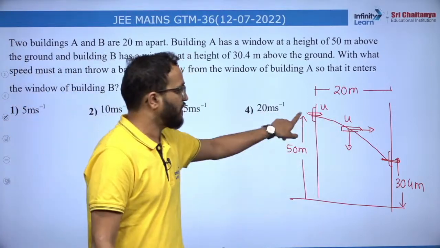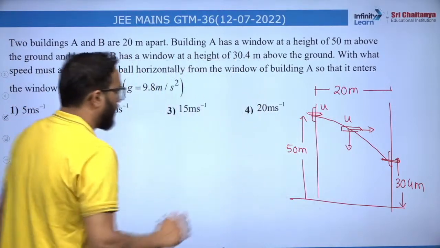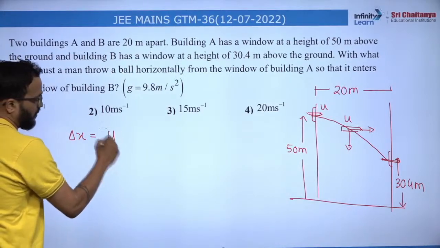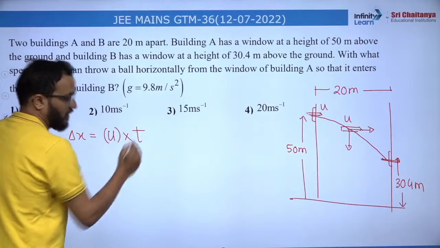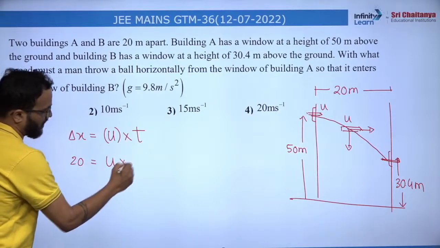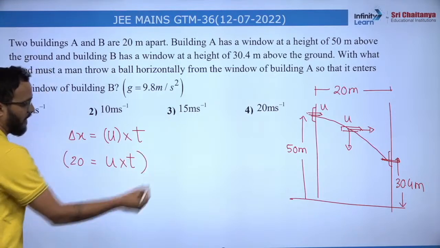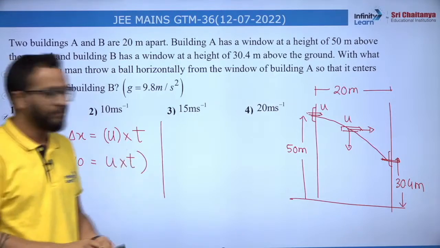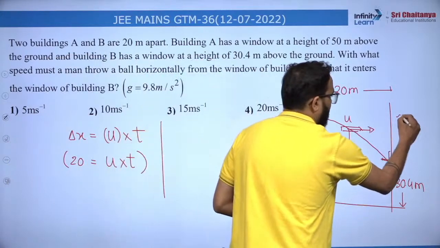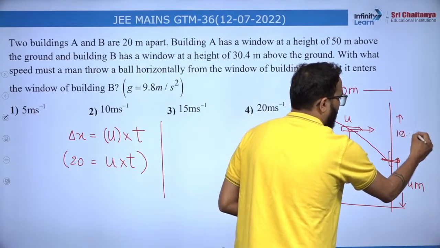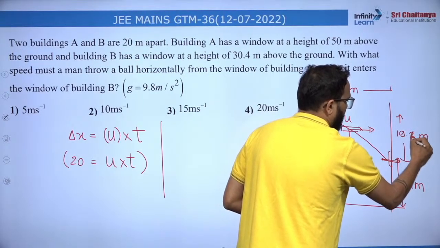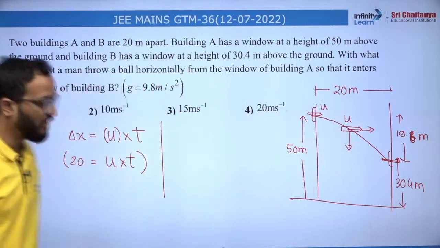Let's say it takes time t to reach this point, right? So horizontal displacement delta x is equal to u into t. Now what is delta x? 20. What is initial velocity u? What is time taken t? Now if we somehow know the time to come down by a height of, I guess this distance will be 19.6 meters, right? 50 minus 30 is 19.6 meters, okay?